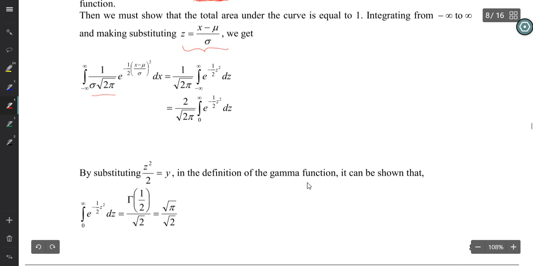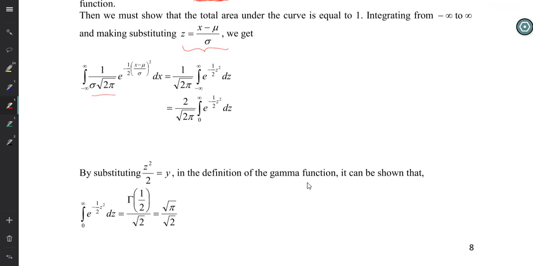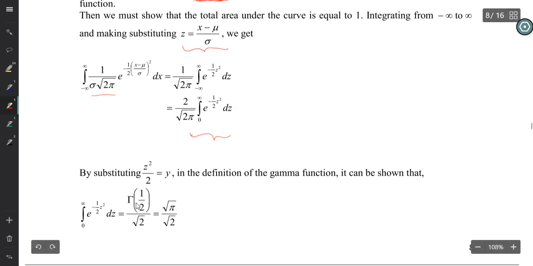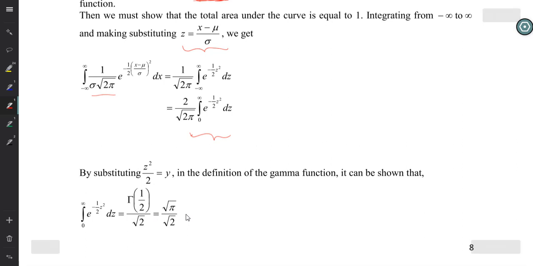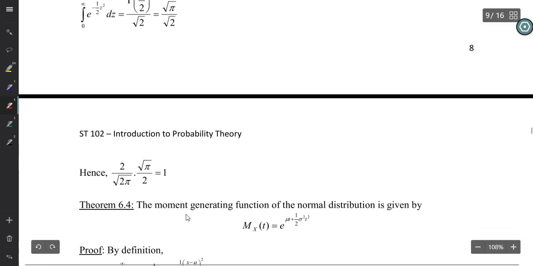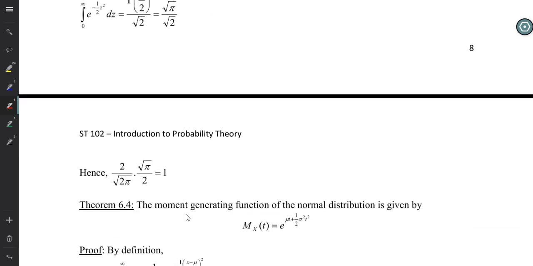Now another substitution with z square over 2 to be y. You can find the gamma function hidden inside this one, which is square root of pi divided by square root of 2, because gamma 1 over 2 is square root of pi. And then if you go back, you'll find that you exactly get the value total probability 1.